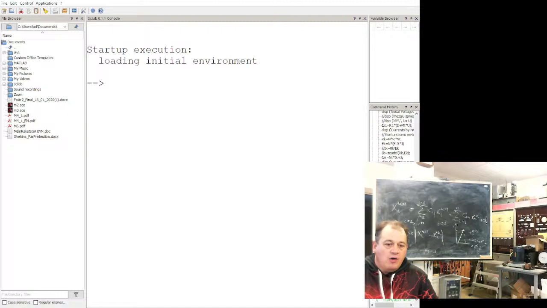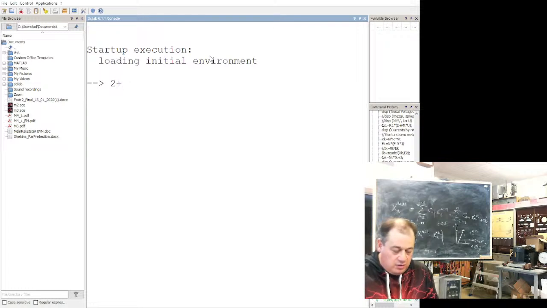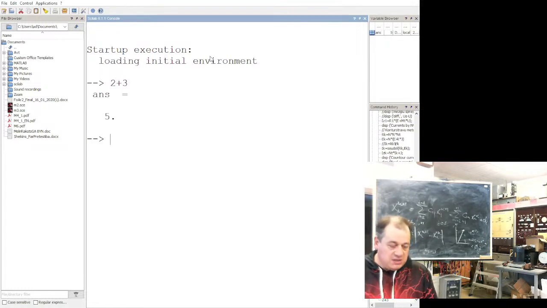Okay. What is SciLab? What's good in it? When you start it, it shows some representation of folders, and it has a console. The console can be used as a giant calculator. You can use simple math, I don't know, 2 divided by 3.